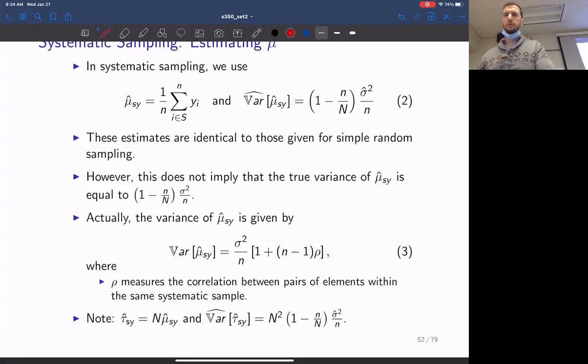Any questions about that? The question on the floor was just, so if we have a random sample where the observations are uncorrelated, that implies rho is 0, and that is indeed the case.